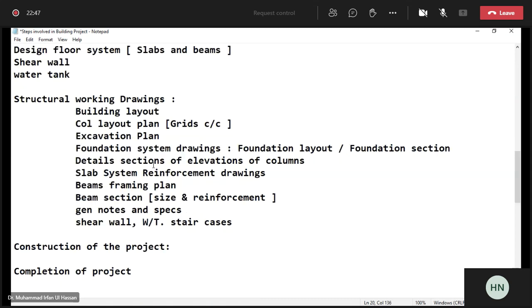So the drawings prepared by the structural engineers are, first, the building layout. First of all, definitely the layout will be carried out when you decide the column size and grid lines. So the column layout plan and the grid lines are decided in both directions, in X and Y direction.